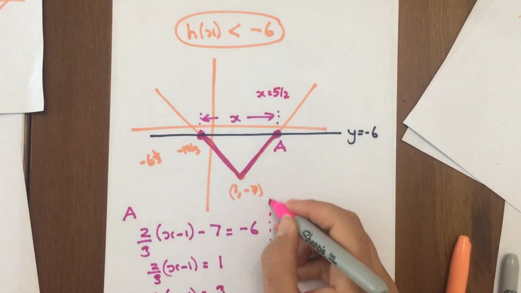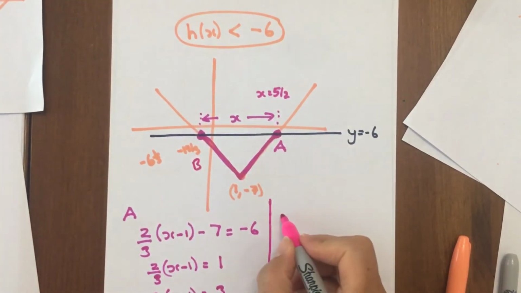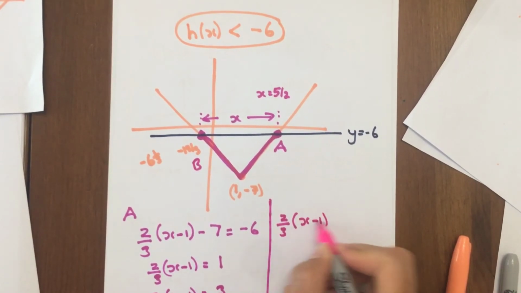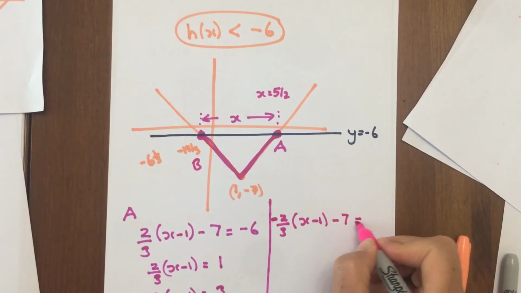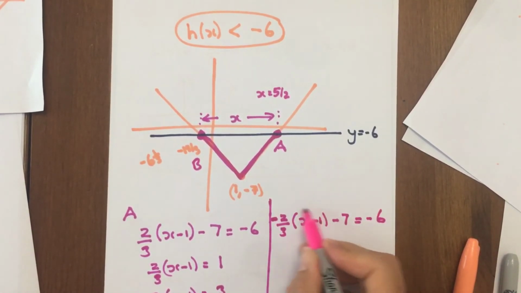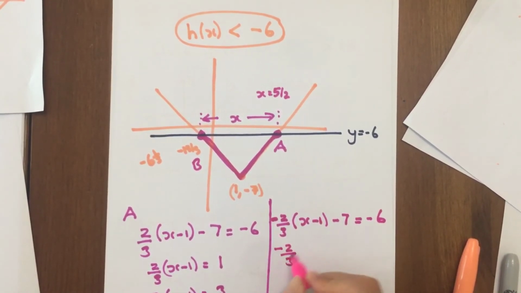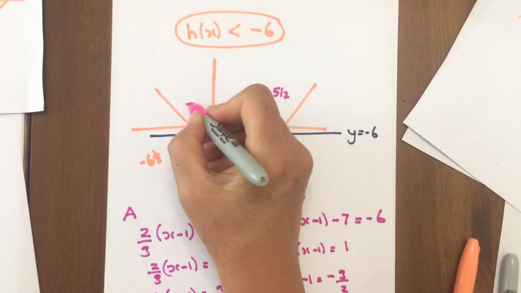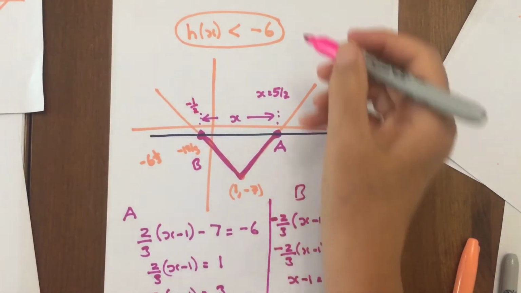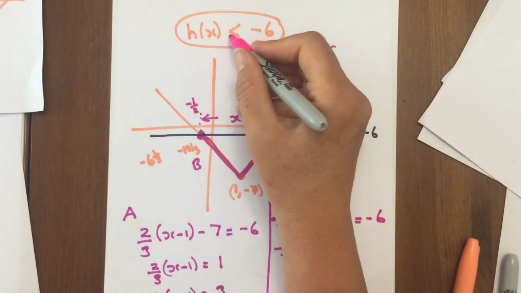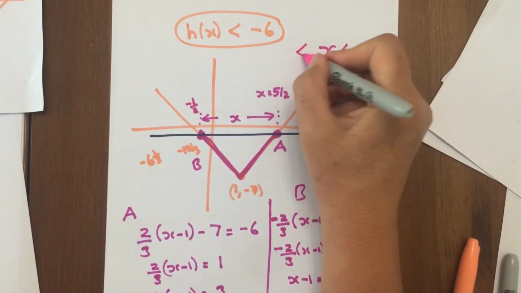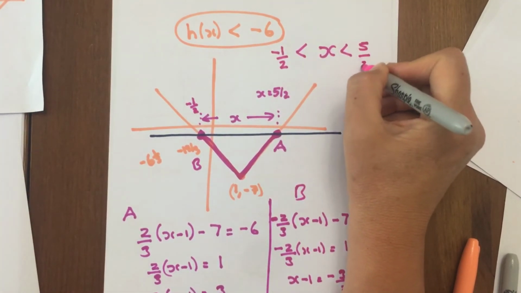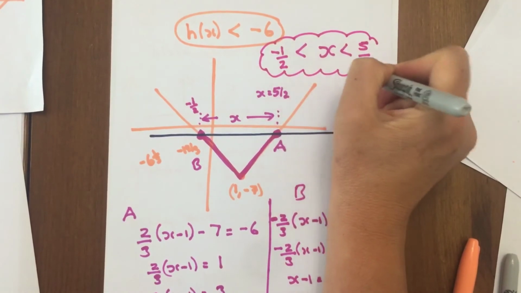Okay, let's look at B now. So this is point B, my modulus part. This is where my modulus is negative. The negative 7 stays the same and the negative 6 stays the same, so it's just this modulus that is now negative. I'm going to solve this exactly the same way, so I'll get that to equal 1. x minus 1 will equal minus 3 over 2, so x will equal negative 1/2 for point B. Does that make sense? Yeah, it's negative. You can see that from the graph. So my range of values for x, when h of x is less than negative 6, is x between negative 1/2 and 5 over 2. So that is the solution.